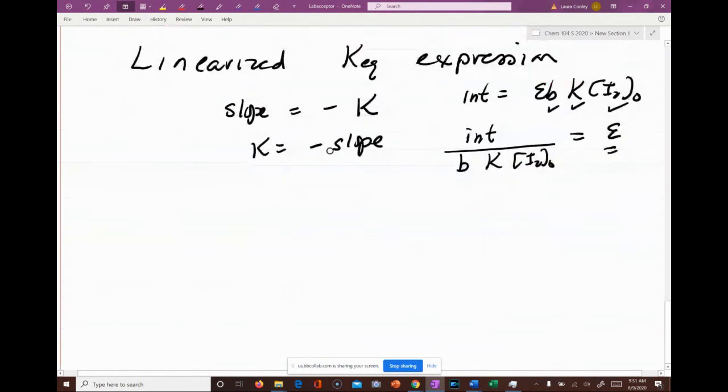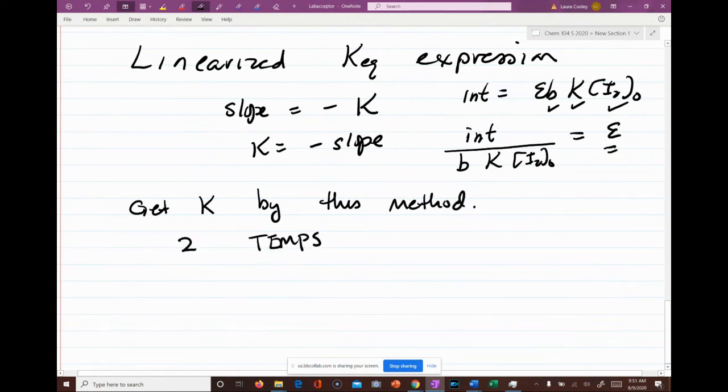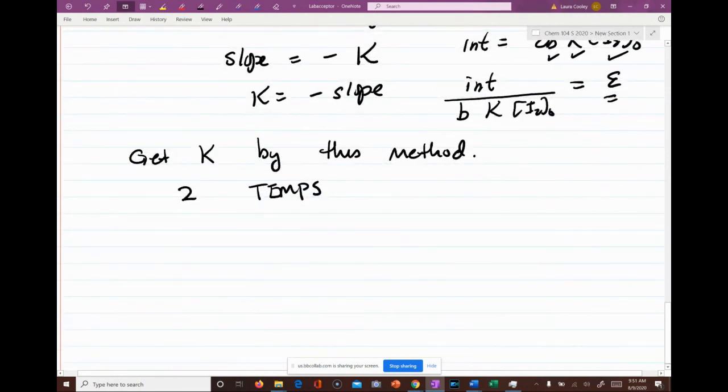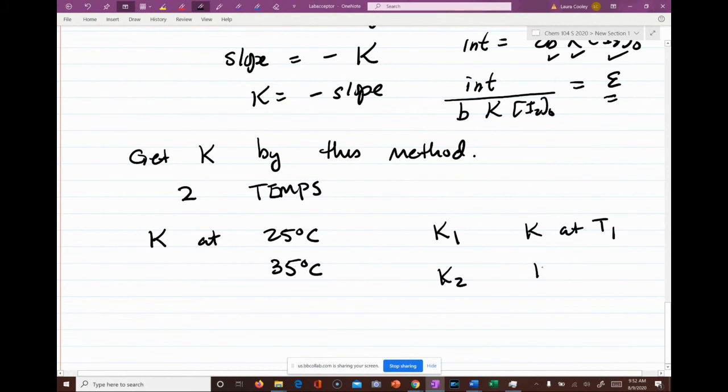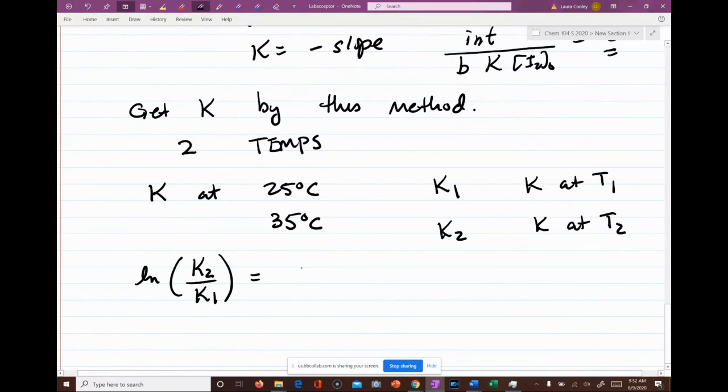So basically in this experiment, we're going to get K by this method, but we're going to do it at 2 temperatures. So we're going to get K by doing the experiment at 25 degrees C and at 35 degrees C. We'll call this K1, which is K at T1, and K2, which is K at T2. And there's an equation. Ooh, I hope I don't get this wrong.